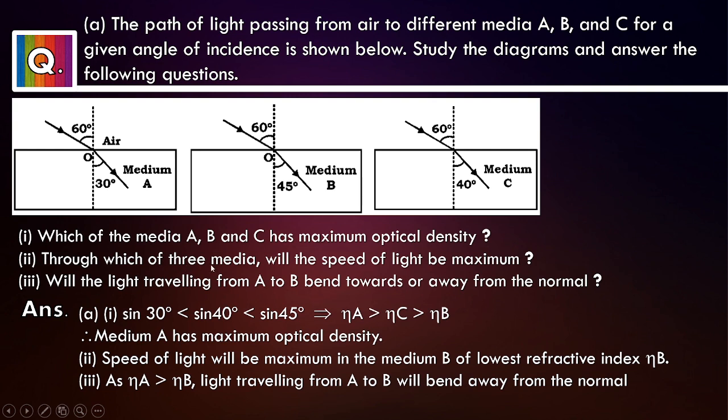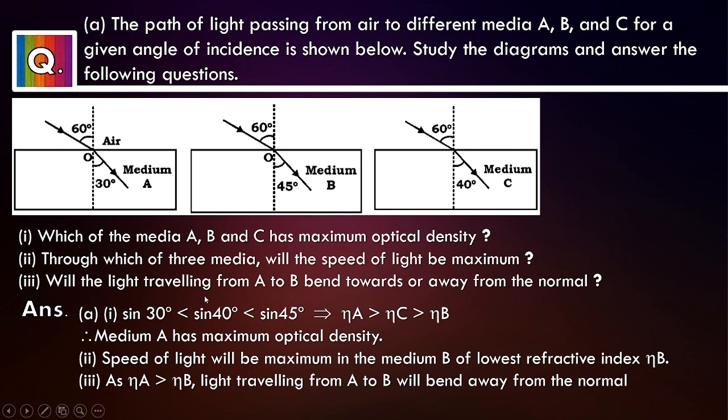Another one: through which of these three media will the speed of light be maximum? So here we know that the medium with the lowest value of refractive index will have the speed of light more. So which one is the lowest one? It's B, right? So in B the speed of light will be maximum.